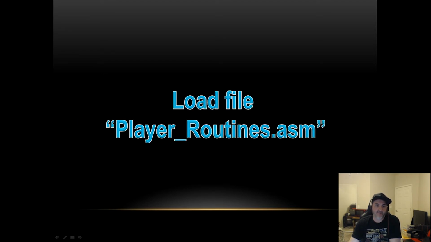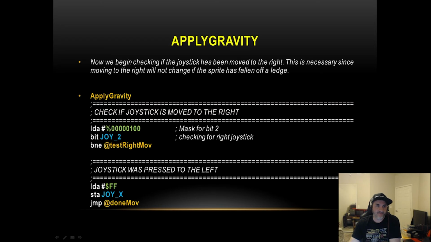Now we're going to look at player routines.asm, and we are going to add the new subroutine called apply gravity. Now we begin checking if the joystick has been moved to the right. This is necessary since moving to the right will not change if the sprite has fallen off a ledge. And here I wrote check if the joystick is moved to the right. So here we're going to be checking the joystick. That's what this is doing, checking the bit values of this joystick. And it's going to send a call here to test right move if it found that the joystick was moved to the right.